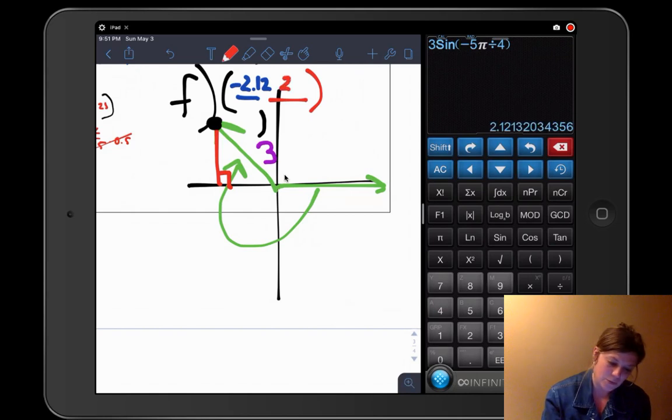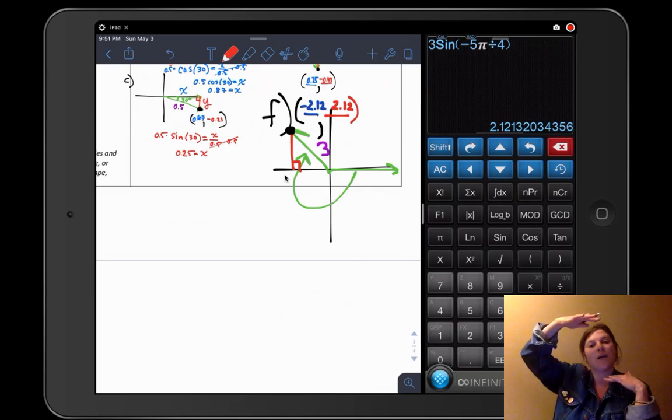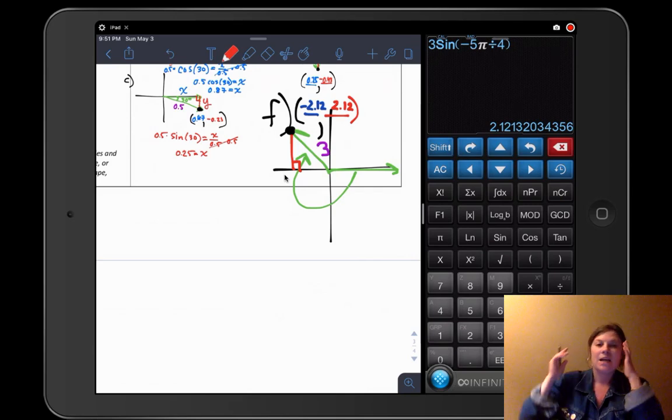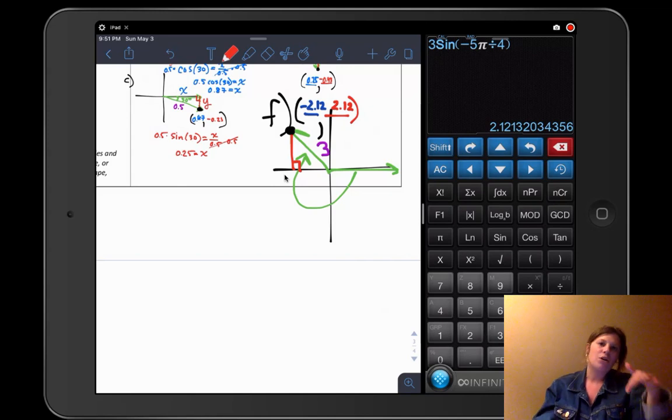And so that's 2.12. And then if we just want to double check that makes sense, it should be negative X because it's to the left of the Y-axis, positive Y because it's above the X-axis, and they should be equal, right? Because we have a pi over 4, we have a denominator of 4, and so therefore we're going to get a reference angle of 45 degrees, which means we have an isosceles triangle, which means the X and the Y are going to be the same.